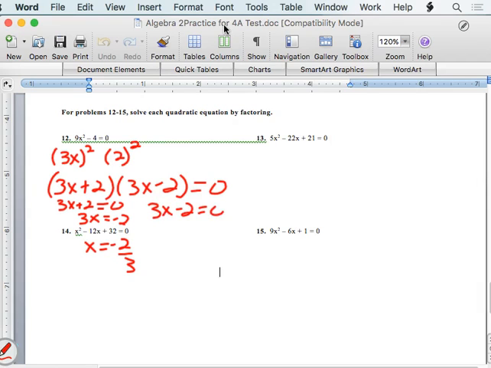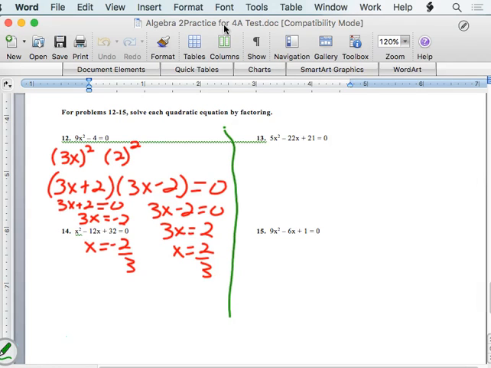3x minus 2 has to equal 0. So 3x equals 2 and x equals 2/3. Because our zero product property told us if our answer is 0, well then one of the things that we multiplied had to be 0. So that would be positive and negative 2/3.